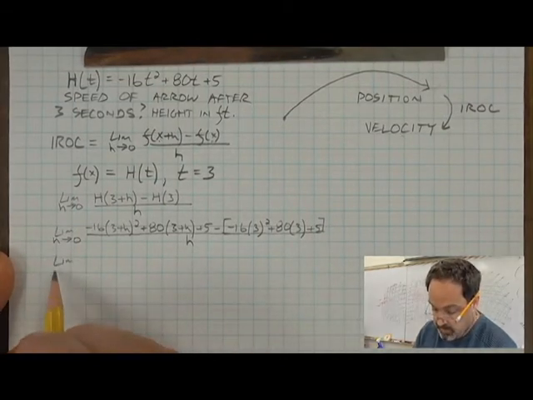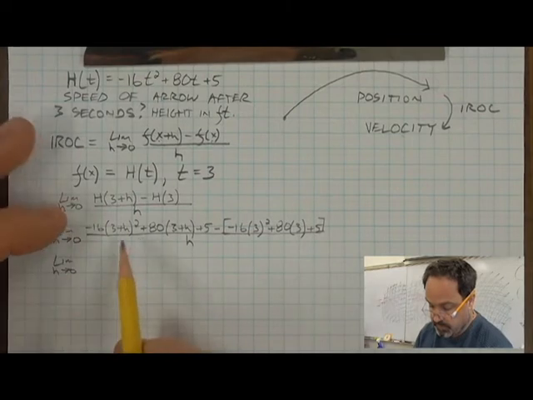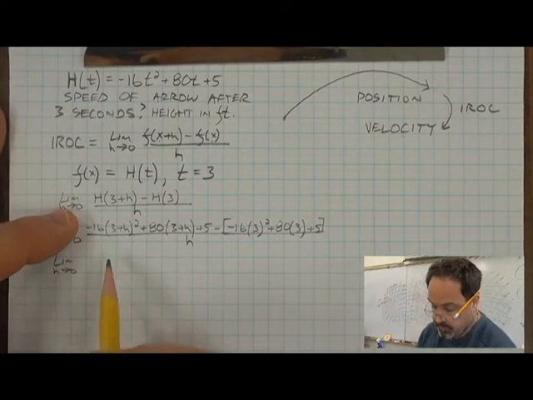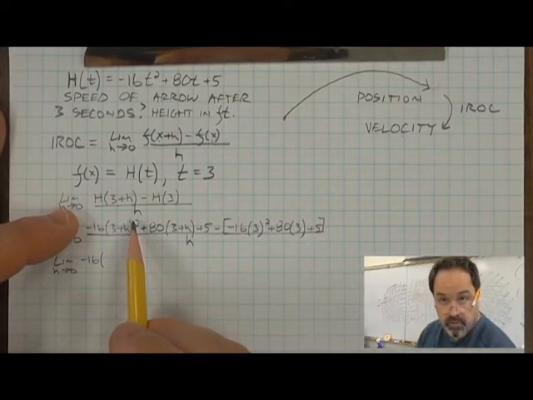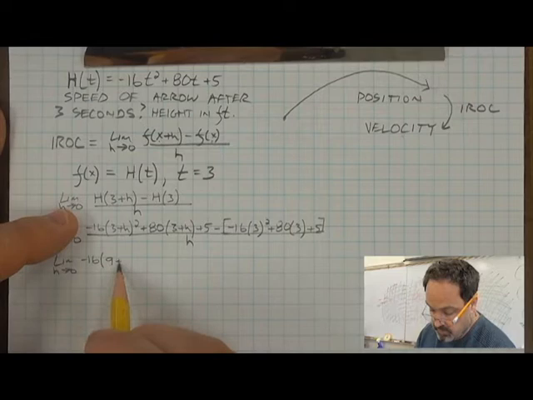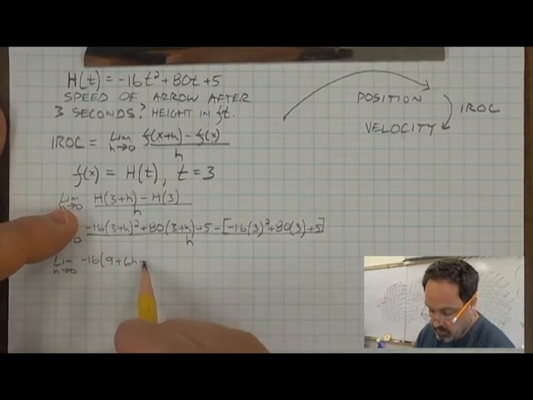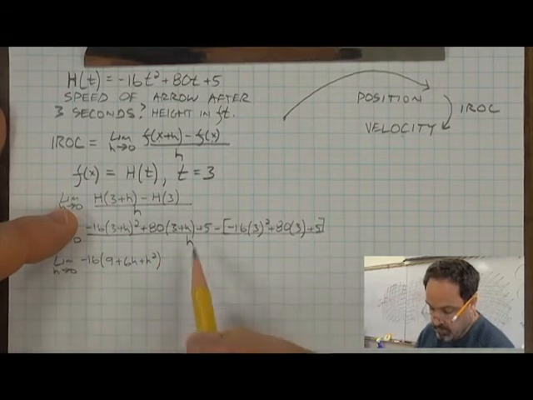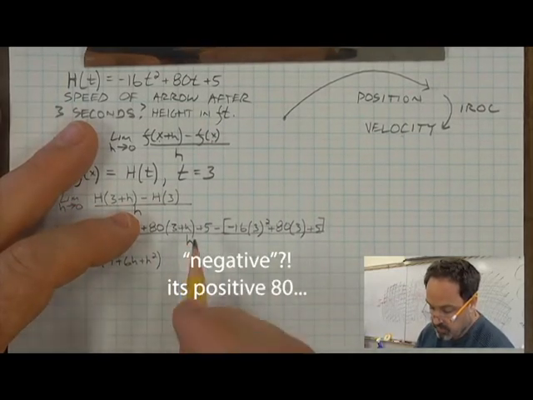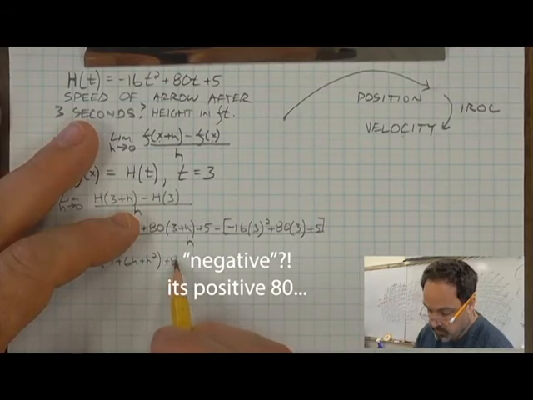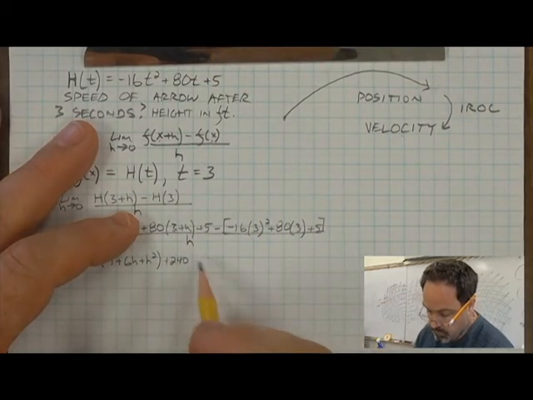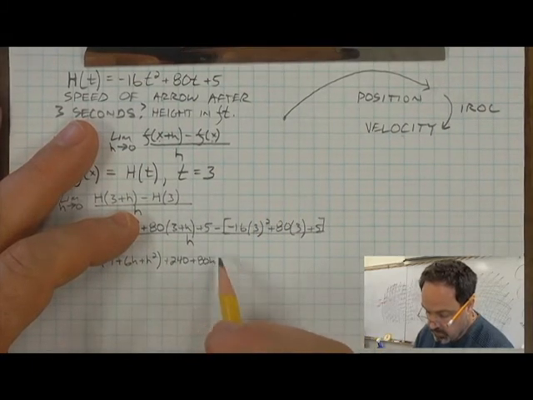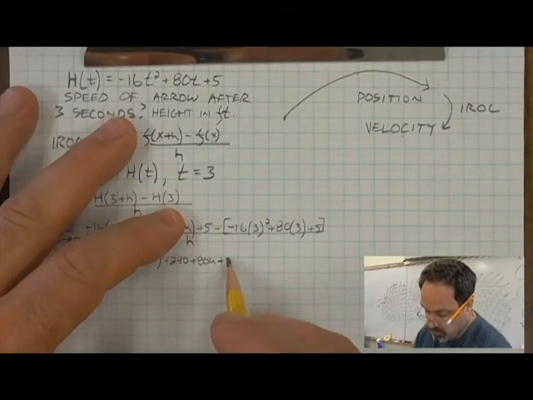Next line. The limit as h approaches 0. And we've got to be careful and do one thing at a time. This negative 16 will distribute the expansion of 3 plus h all squared. 3 plus h all squared is 9, plus 3h's and another 3h's, 6h, and then plus h squared. I'm going to distribute this negative to the 3 and the h. Oop, 80 times 3 is 240, plus 80h. This plus 5.